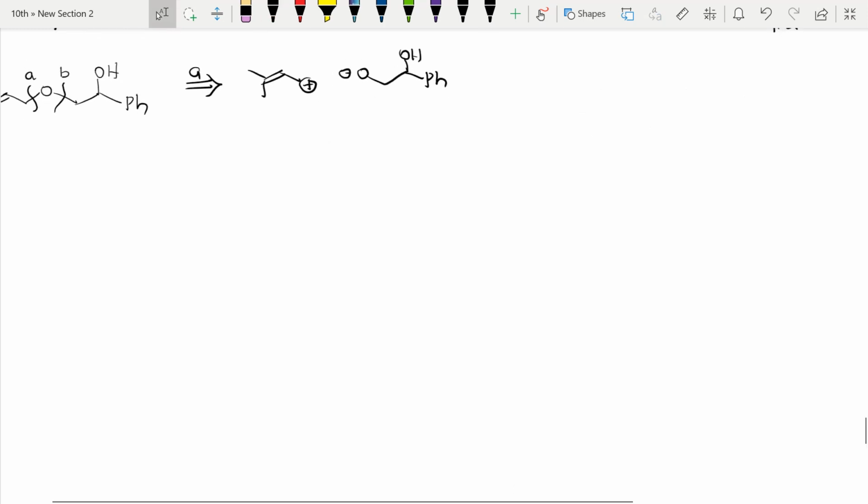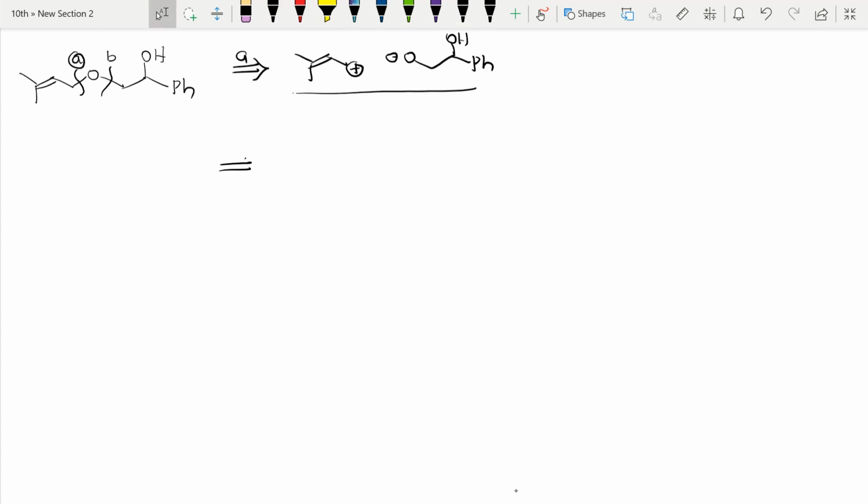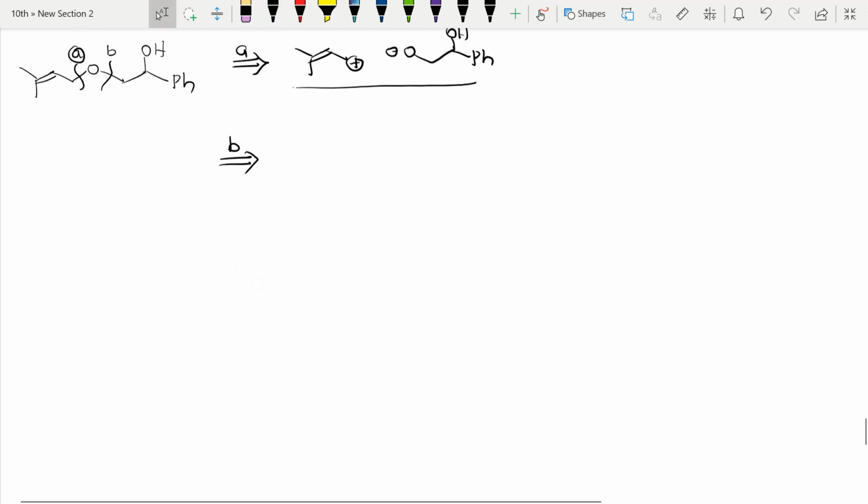So here if I break like A, this is A, I will get these products. Now if I dissociate with B, here we use the word disconnection. If I disconnect in the way of B, then what happens? Let us see. We will get this product. Here oxygen gets a negative charge and carbon gets a positive charge.